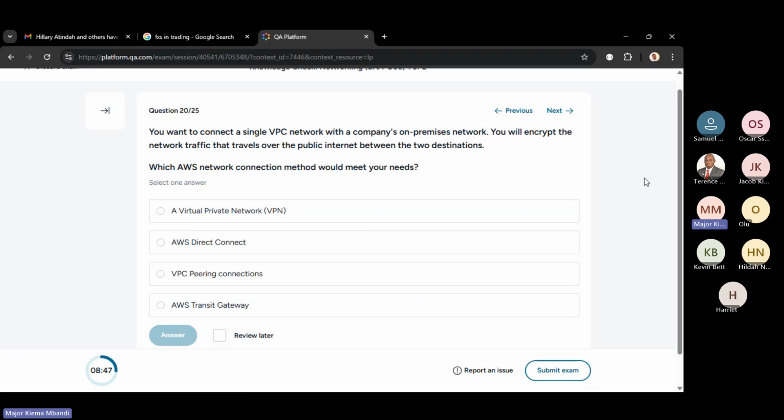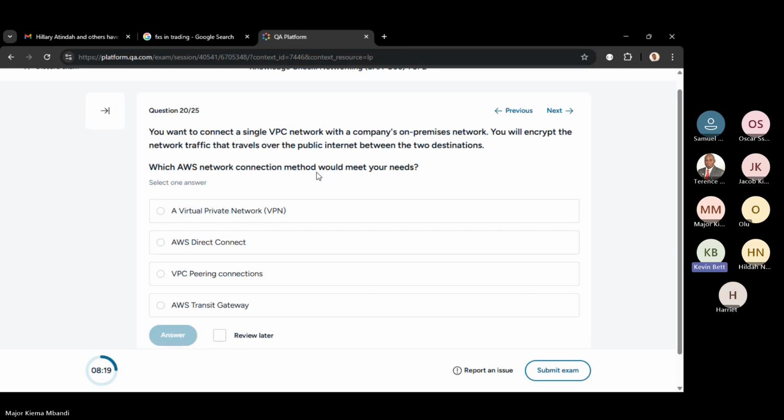Next question should be taken by Kevin. Thanks. You want to connect a single VPC network with a company's on-premises network. You will encrypt the network traffic that travels over the public internet between the two destinations. Which AWS network connection method would meet your needs?